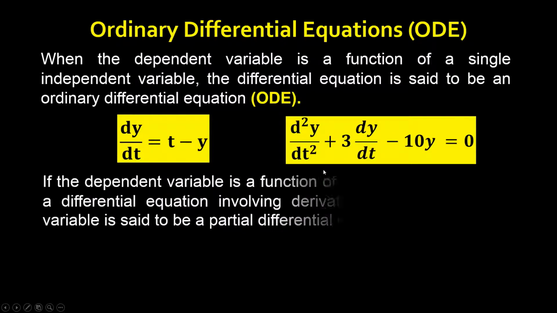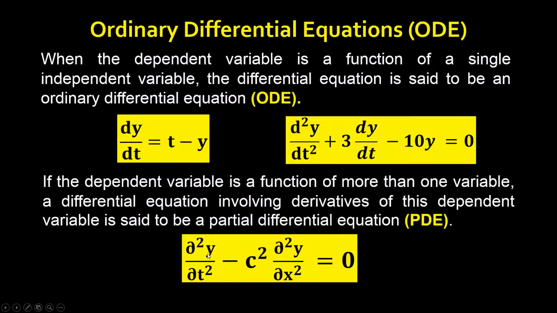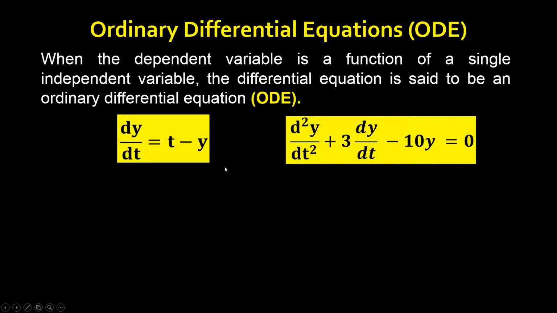However, if the dependent variable is a function of more than one independent variable, the differential equation is called partial differential equation. So in the third equation, y is dependent on both t and x. Here we are going to solve both these equations.